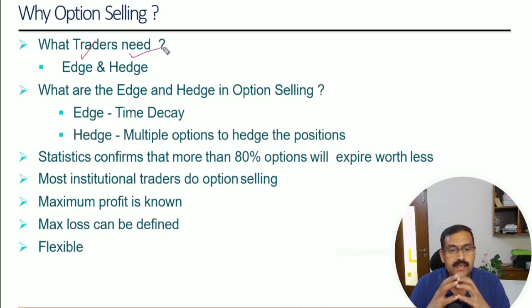So in case of option selling, what are the edge and hedge? The natural edge that you get is the time decay. The moment you sell any of the options, the time decay will start. But in case of option buying, that will act against you. The time decay will be an enemy of the option buyer, and time decay is the friend of the option seller.